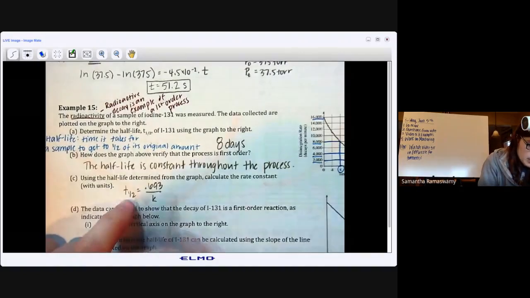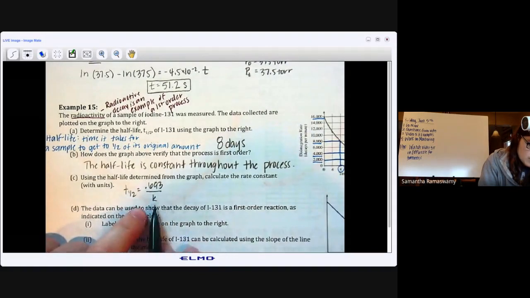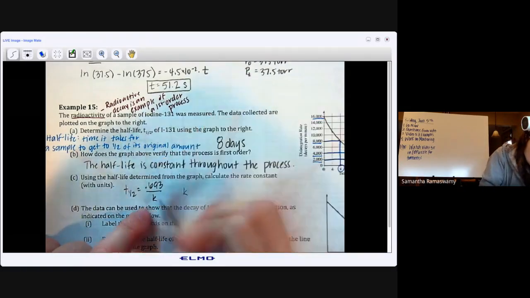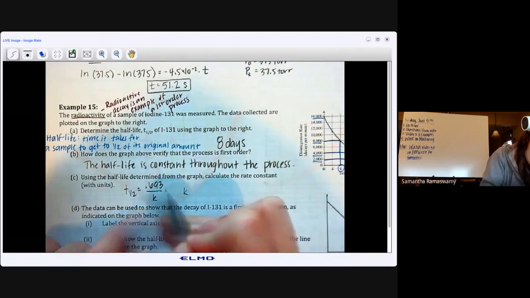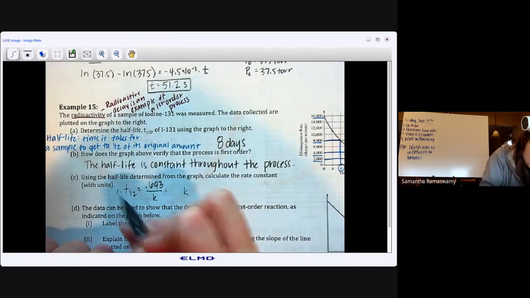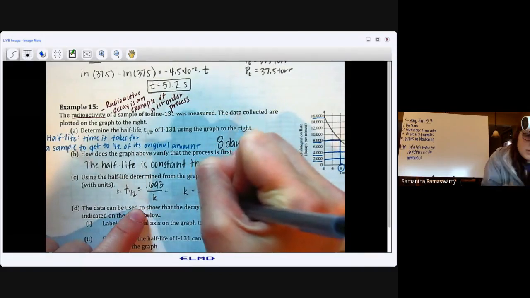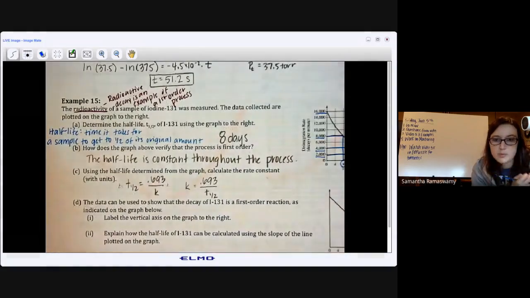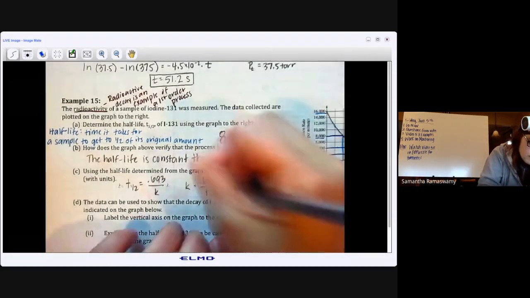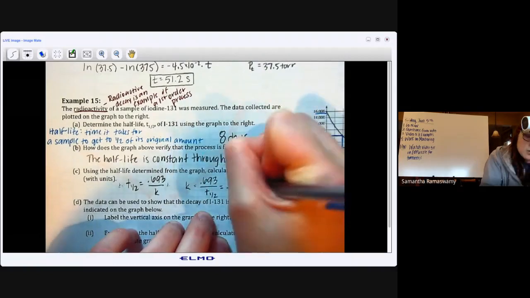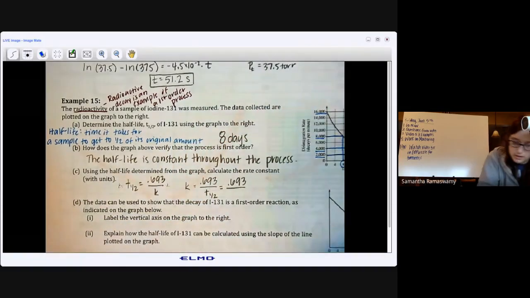And we also know because it has a constant half-life. So if I plug this in, I'm solving for rate constant. I need to rearrange this for K. I'm going to multiply both sides by K and divide by the half-life. So if I'm solving for the rate constant, it's K equals 0.693 over T1/2. 0.693 is just a number. It's the natural log of 2, so there's no units.